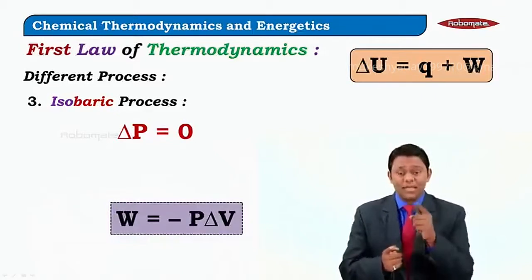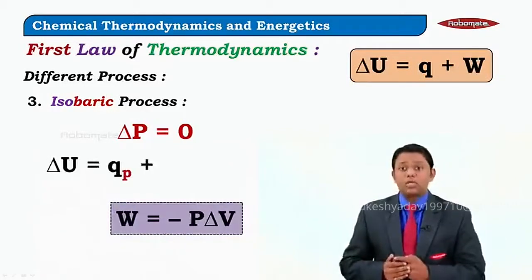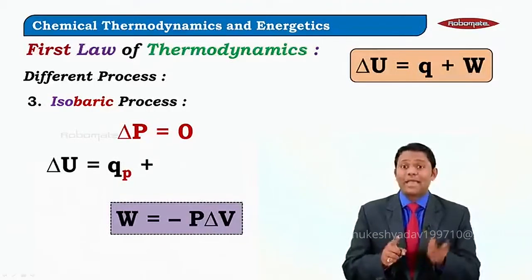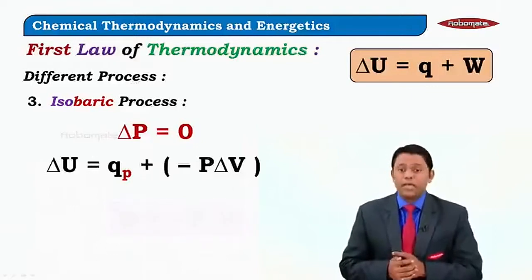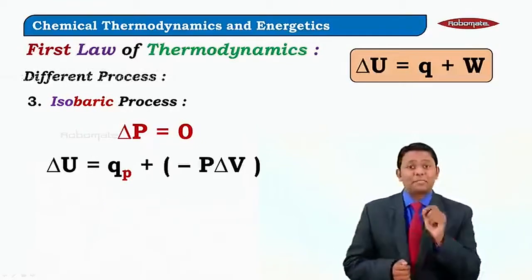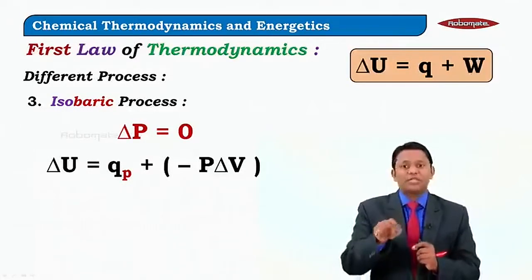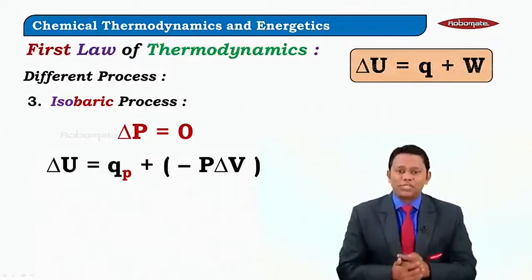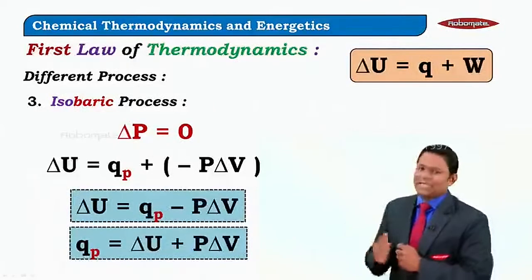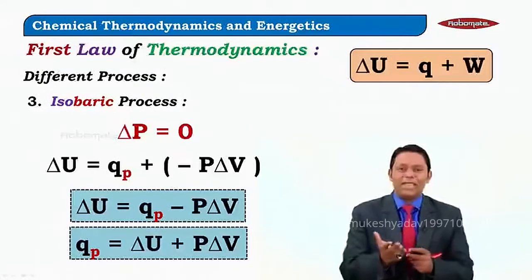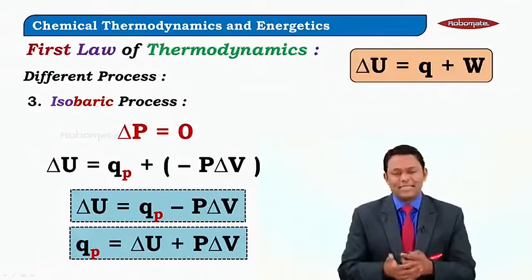Suppose we substitute this equation in the above equation, we'll get delta U is equal to QP, because now it is done at constant pressure, minus P delta V. But here in the equation it says P delta V, whereas in isobaric process change in pressure is 0, but there is some pressure. That means the equation remains as it is, and we get delta U is equal to QP minus P delta V, and this is nothing but the final change in internal energy.